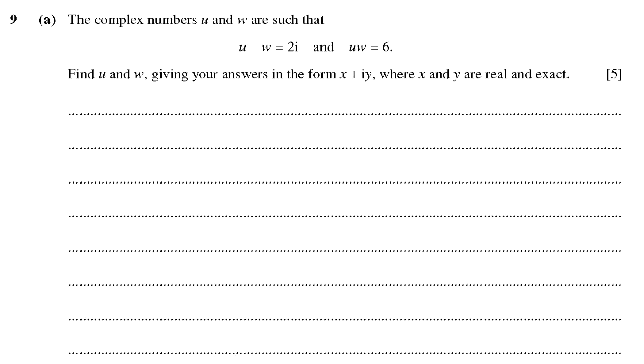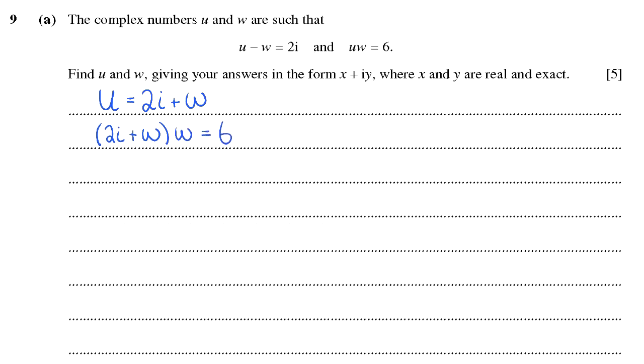They're just the numbers, and we can just treat them as numbers. So let's do that and rearrange the first equation so we get u equals 2i plus w. Okay, then we can substitute that into the second equation. We will, of course, get (2i plus w) in brackets multiplied by w is equal to 6.